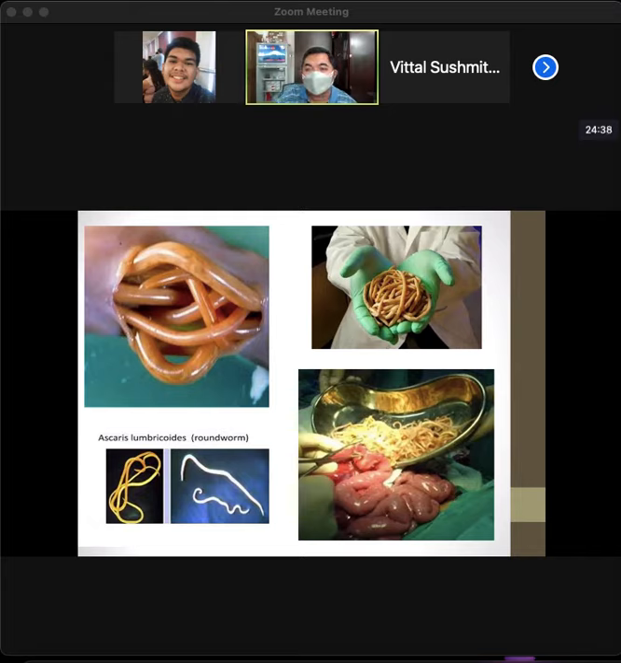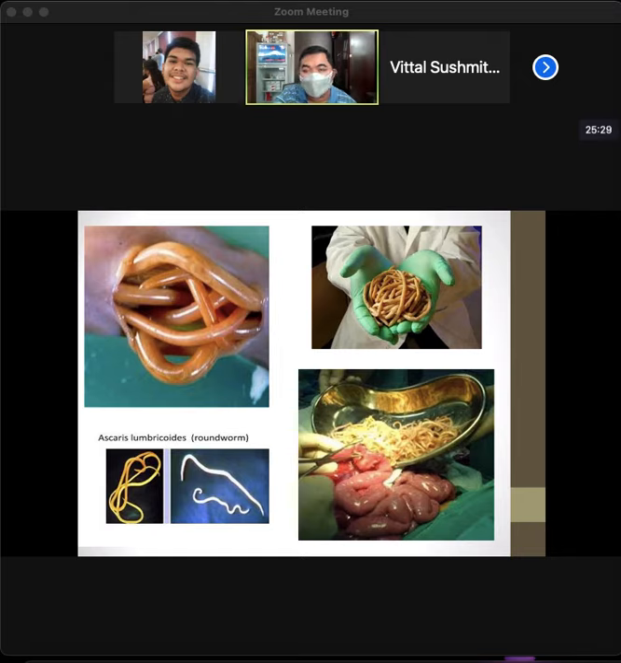This is a roundworm. When I was a clerk in Saint Louis University, we had a case of Ascaris lumbricoides in the intestine. This is just an example. This is a prominent infection. You can see the roundworms, just like spaghetti. This is common also in the exam. They will show you the picture, especially if you're taking the medical technology course.